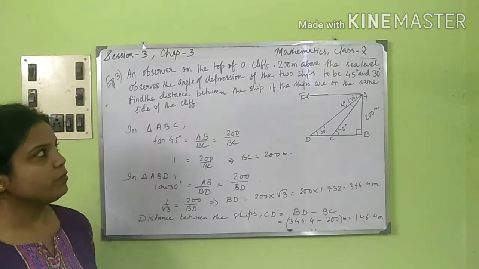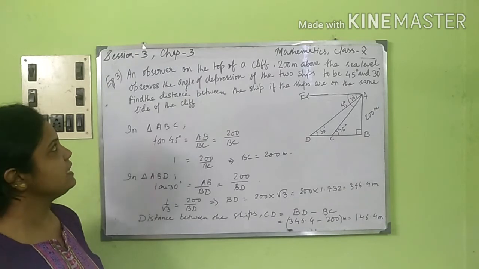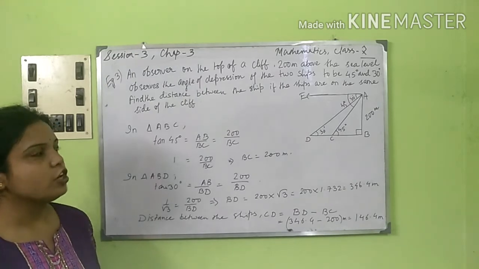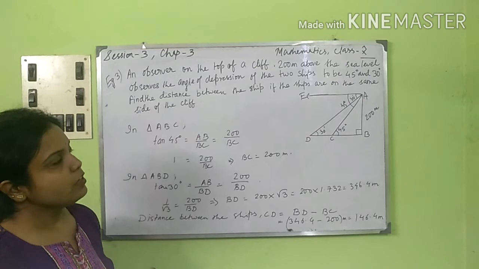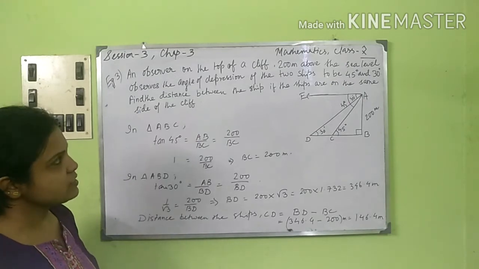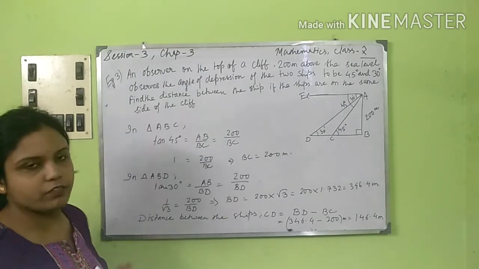An observer on top of a cliff 200 meter above the sea level observes the angle of depression of two ships to be 45 degree and 30 degree. Find the distance between the ships if the ships are on the same side of the cliff.